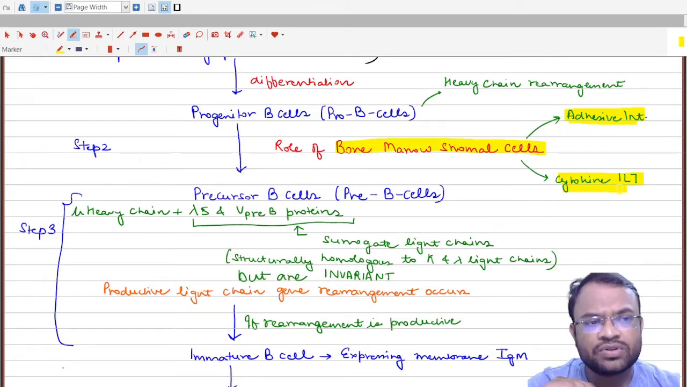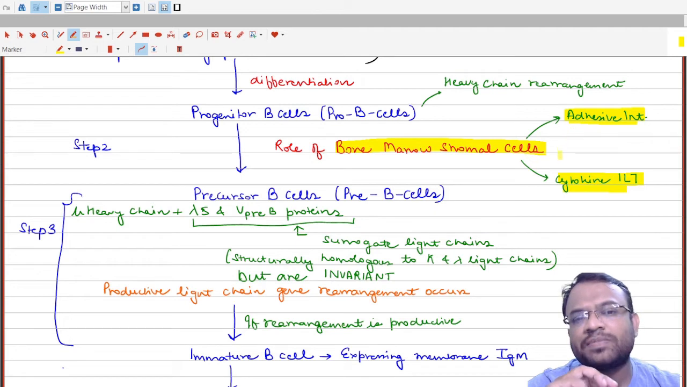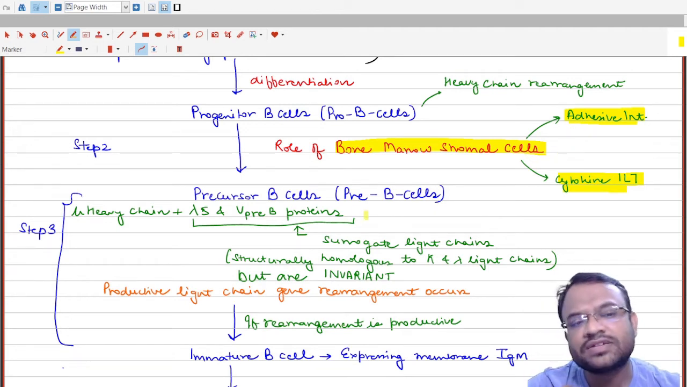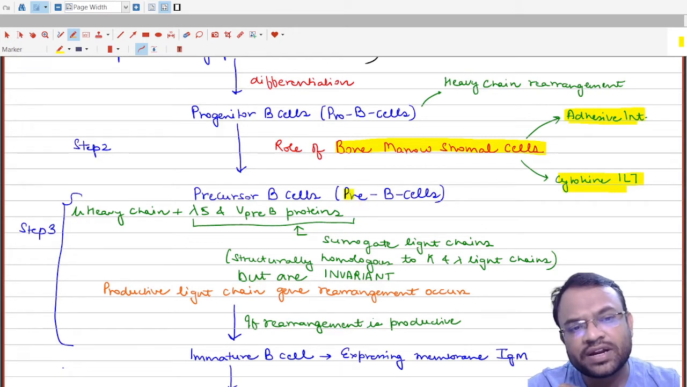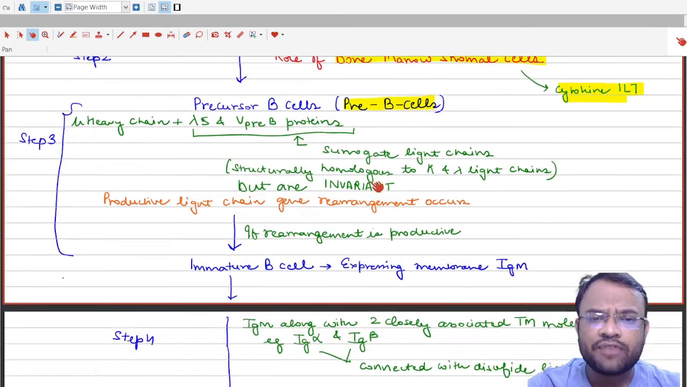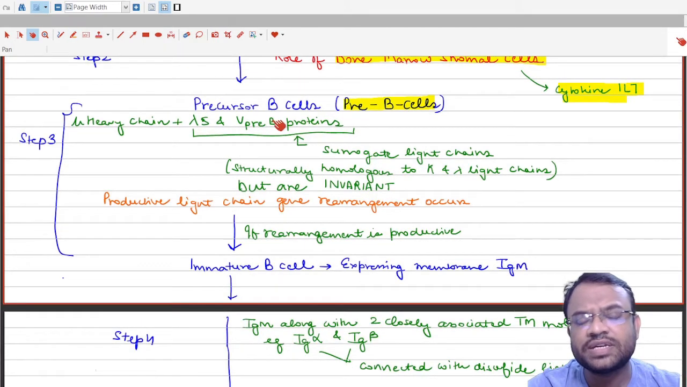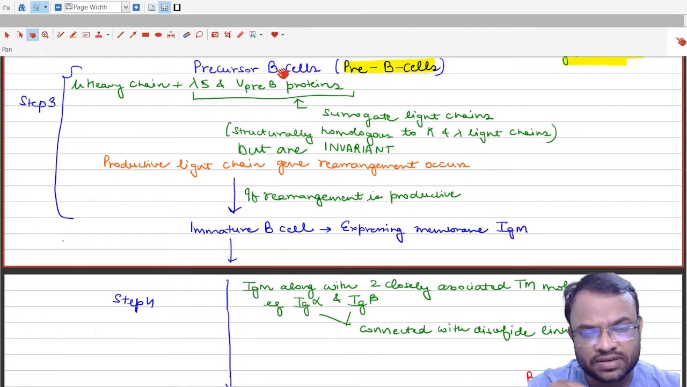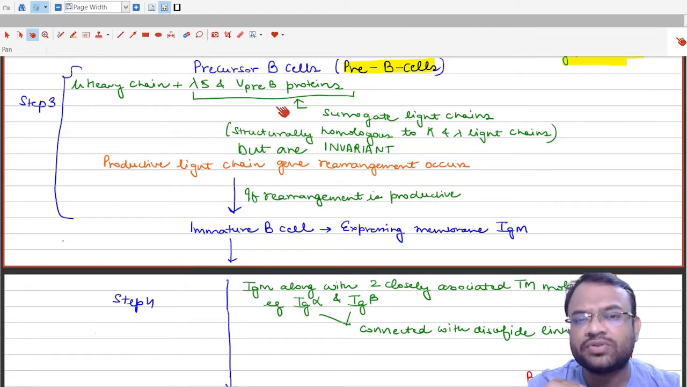Because of these two things, the progenitor B cell matures into precursor B cells, abbreviated as pre B cells. Progenitor was abbreviated as pro B cells. Now after reaching this precursor B cell stage, there are multiple events that are happening in this phase. Let us talk about this.